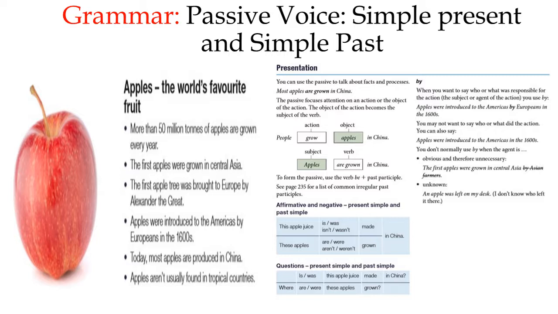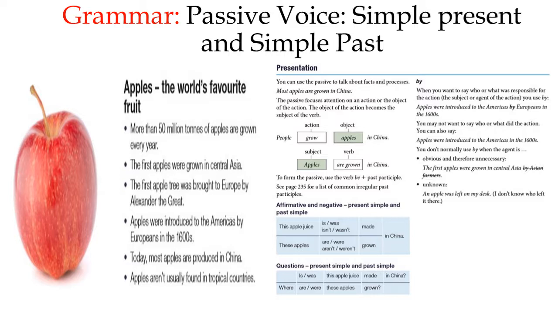It's okay. The third example we have there, the first apple tree was brought to Europe by Alexander the Great. The first apple tree was. To be in simple present, okay, it's clear. I am, you are, he, she, it is, we, you, they are. And in simple past, I was, you were, he, she, it was, we, you, they were. So verb to be must be memorized by heart to facilitate the task of the passive voice.